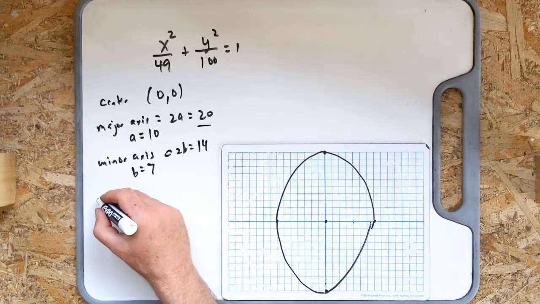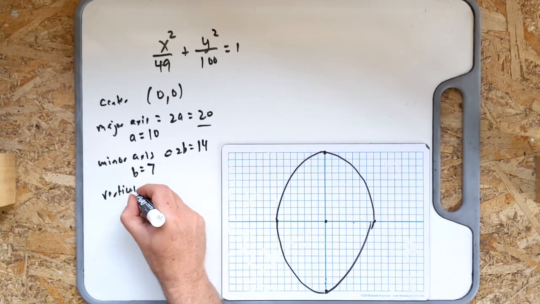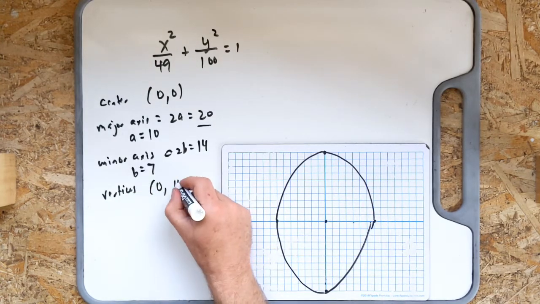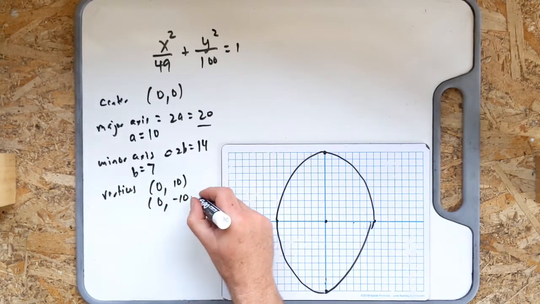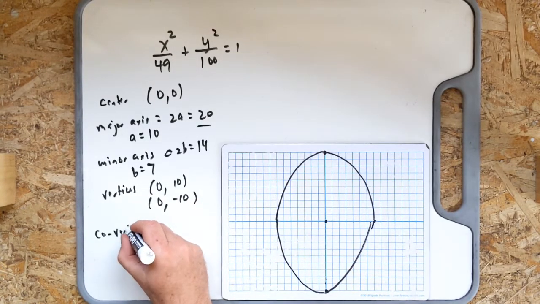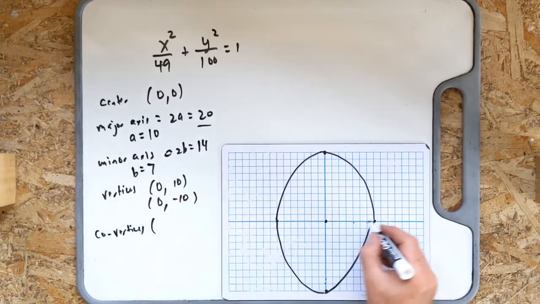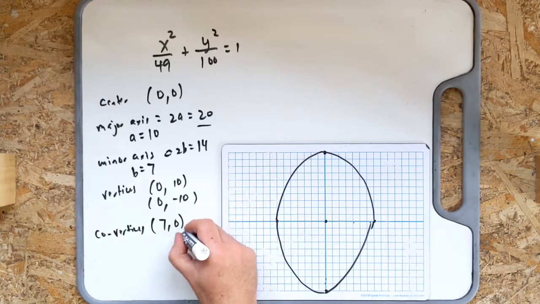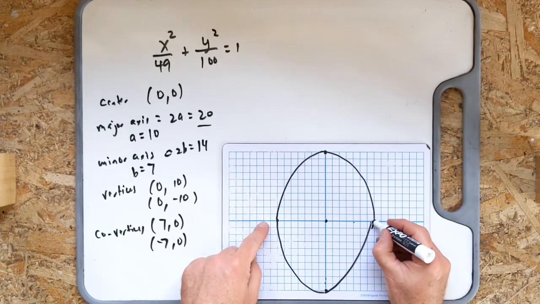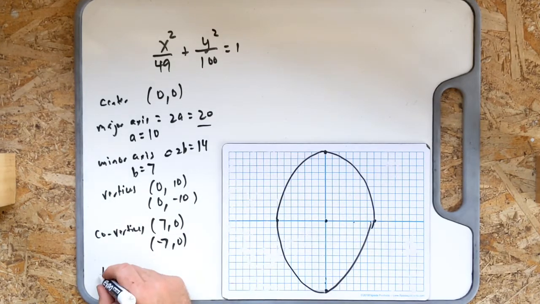Okay, so now let's do vertices. The vertices are this point here, which is 0, 10, and 0, negative 10. Again, the points along the major axis. The co-vertices are 7, 0, and negative 7, 0 out here. Okay, and finally the foci.